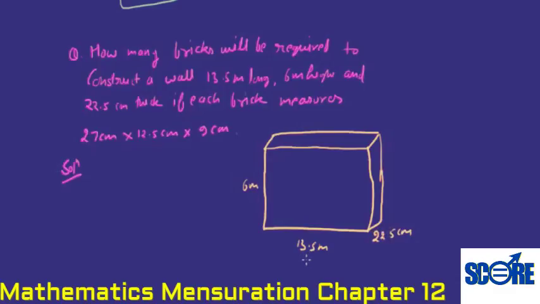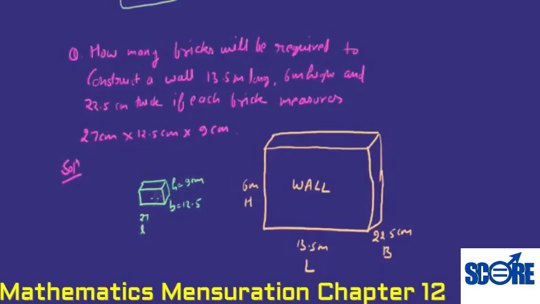So this is nothing but the length of a cuboid, this is the breadth of the cuboid, and this is the height of the cuboid. This is our wall. Now we have to create this wall with the help of a brick, and the dimensions of the brick are given to us. Let's say this is a brick. Its length is 27 centimeter, that is our L. Its breadth is 12.5 centimeter and its height is 9 centimeter.